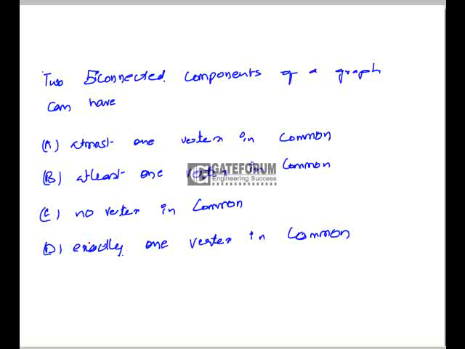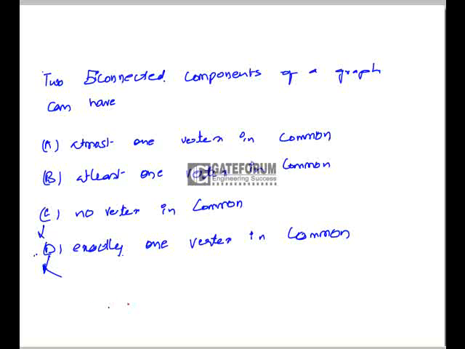Articulation points are vertices, or sets of vertices, whose deletion will disconnect the graph into two or more components. If you see option D, exactly one vertex in common, we can eliminate this option. Why? Because there are biconnected components of a graph which don't contain any common vertex, so we can eliminate option D. If you see option C, no vertex in common, we can eliminate this option also.